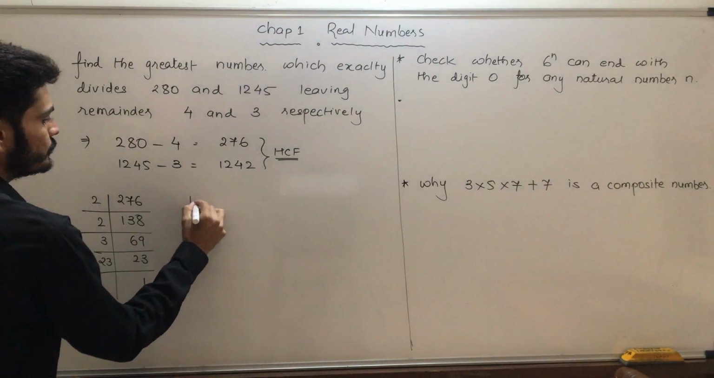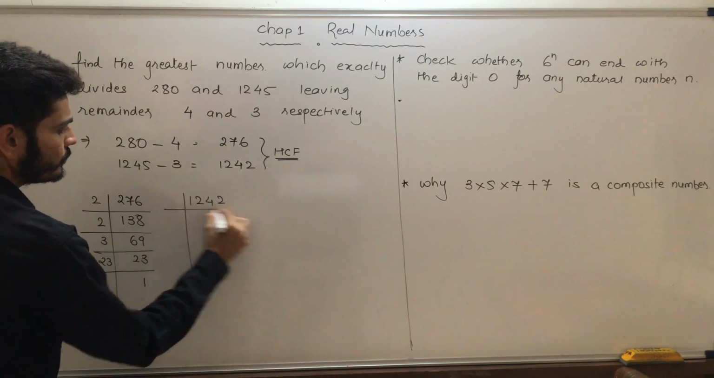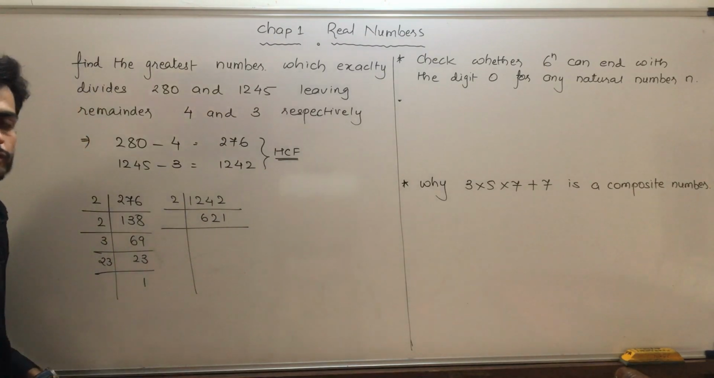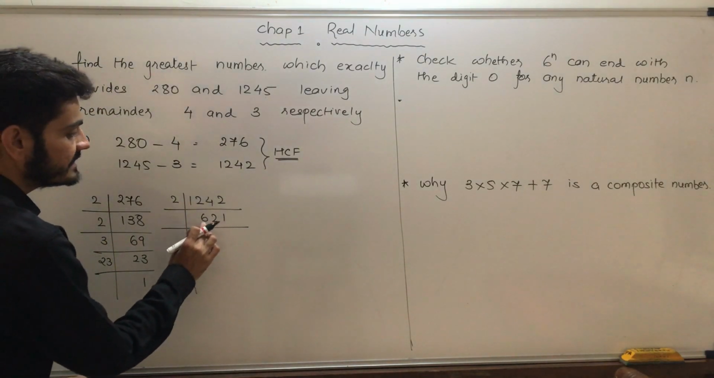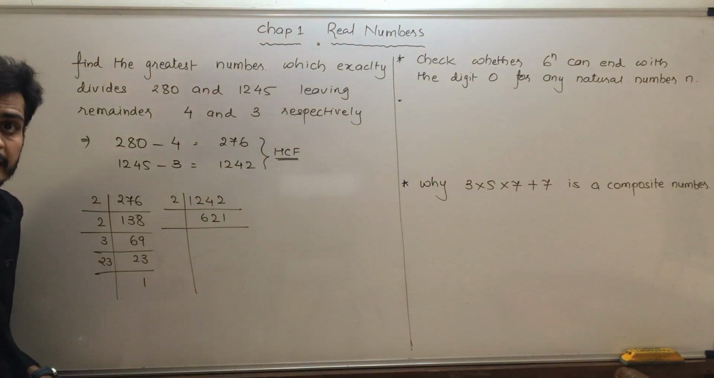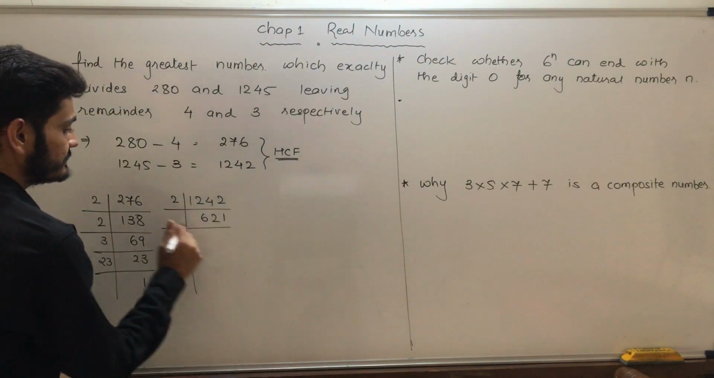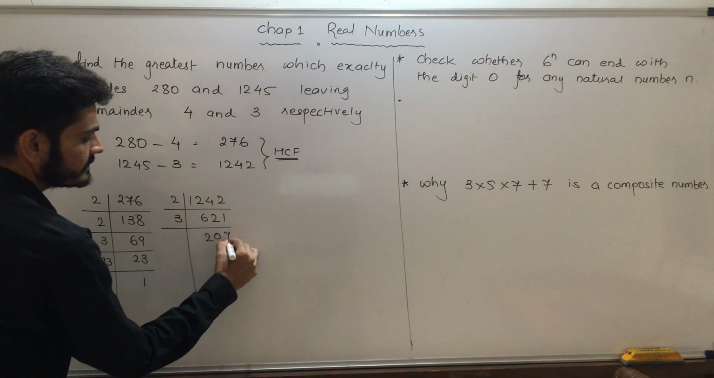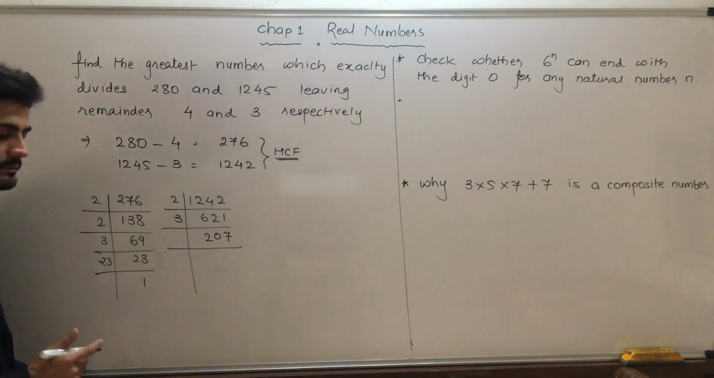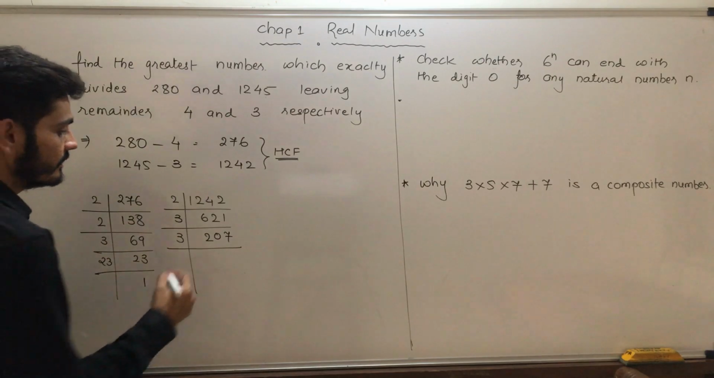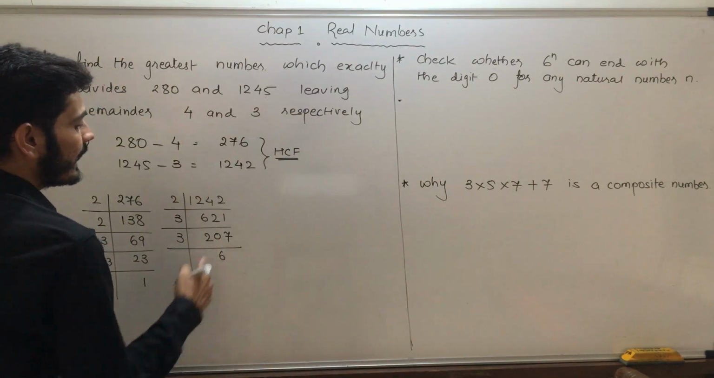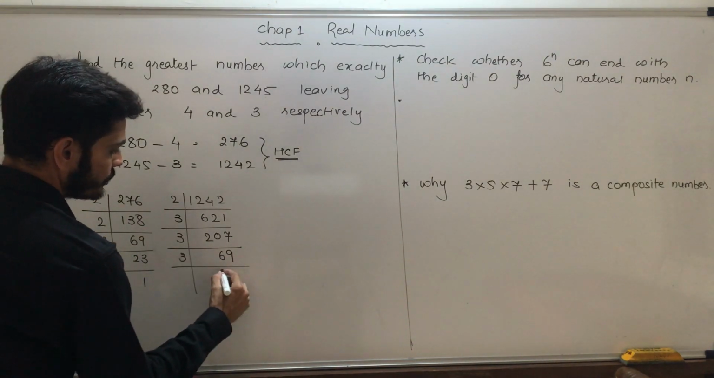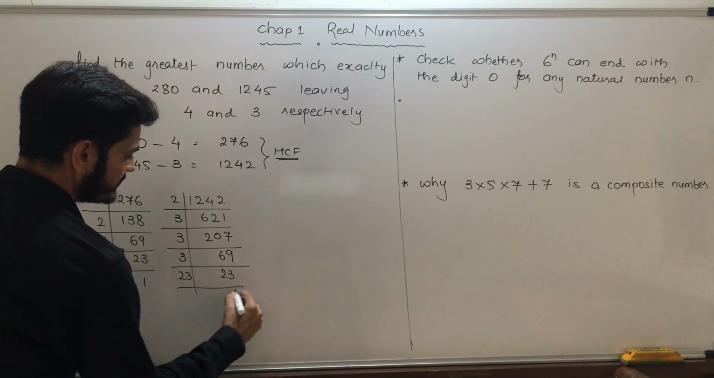Again the next number is 1242. So 1242 divided by 2 is 621. It is not an even number, so not divisible by 2. Add all the digits, 6 plus 2 plus 1, 9, is divisible by 3, and the whole number is also divisible by 3. So divide by 3, 207. Again 2 plus 0 plus 7, 9, divisible by 3. So 69, then 23, then 1.